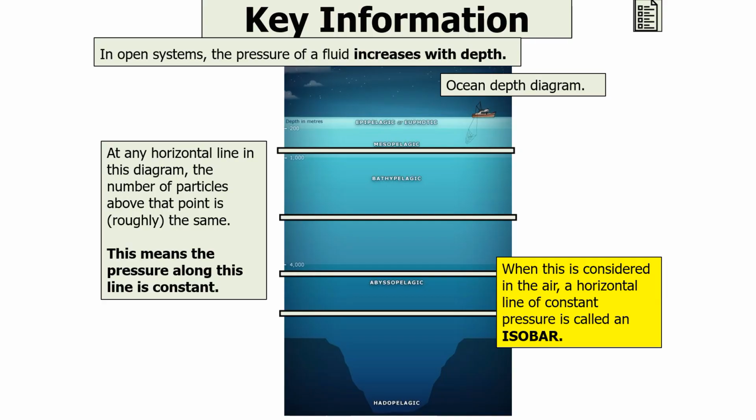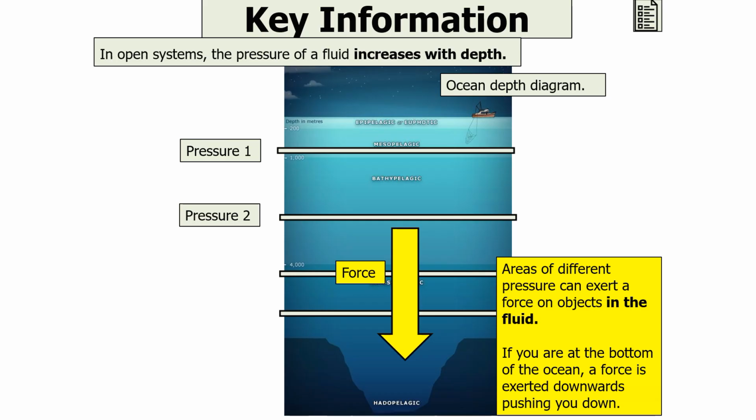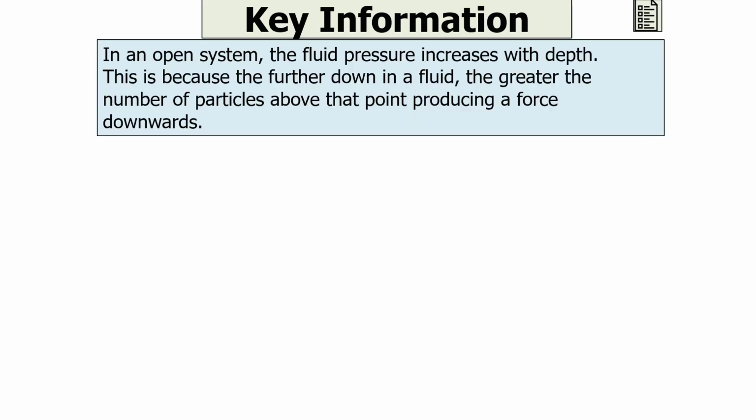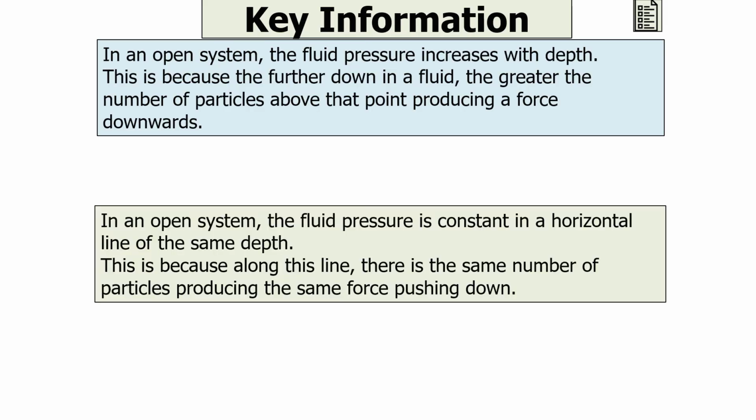Now it's important to note that areas of different pressure can exert a force on objects in the fluid. So if you're at the bottom of the ocean, a force is exerted downwards, pushing you down. To clarify, in an open system, the fluid pressure increases with depth. That's because the further down in a fluid you go, the greater the number of particles above that point producing a force downwards. In an open system, the fluid pressure is constant in a horizontal line of the same depth, because along this line there's the same number of particles producing the same force pushing down.